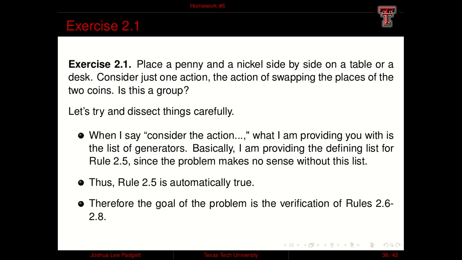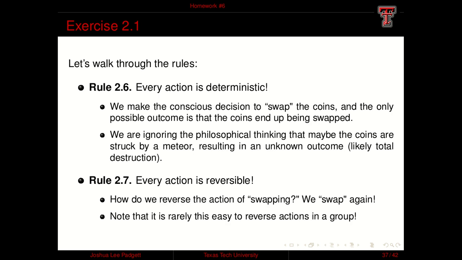There's always a list of actions because I have to tell you something. And so the idea is, will that list of actions be sufficient to satisfy the rest of the rules? So let's walk through the rules. Every action is deterministic because if I make the conscious decision to swap the coins, they will be swapped. We're ignoring the crazy outcomes, such as, like I said, being struck by a meteor and completely destroying the coins. So the only outcome, if I decide to switch them, is that they will be switched.